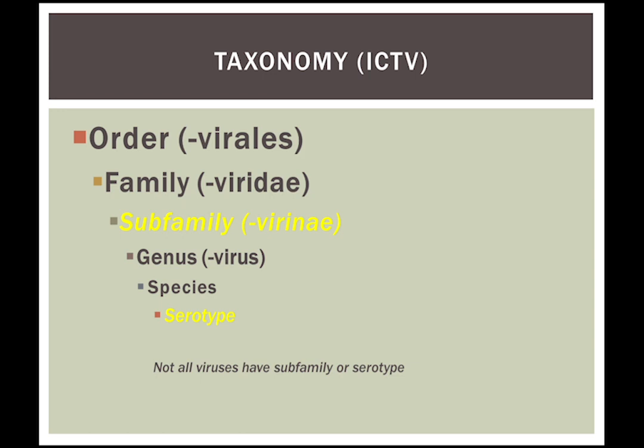The classical taxonomy does not start as in the regular taxonomy of other organisms and microorganisms. We will not start from domain, because we cannot really call viruses living organisms. So we'll start with order. The order will have the termination -viralis in its name, the family -viridae, subfamilies -virinae, then genus -virus, and species and serotypes. But we need to notice that not all families will have subfamilies and not all species will have serotypes.